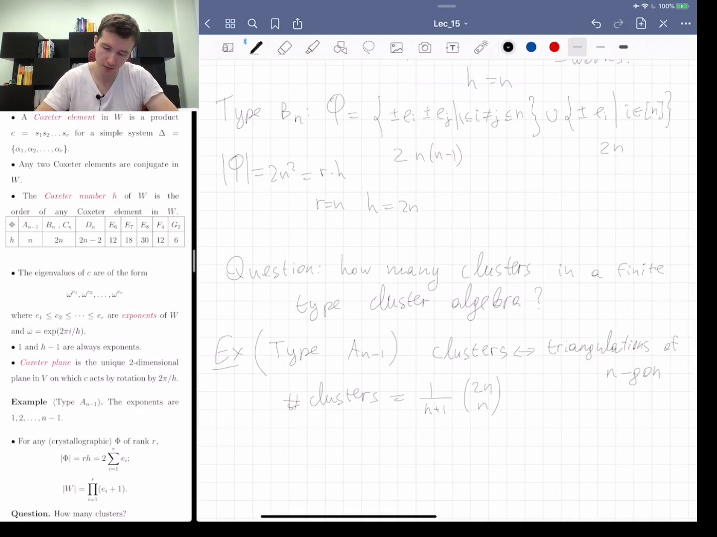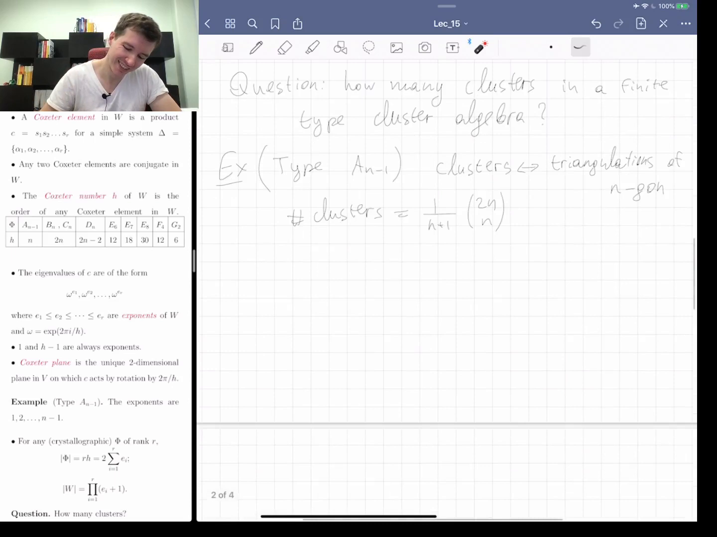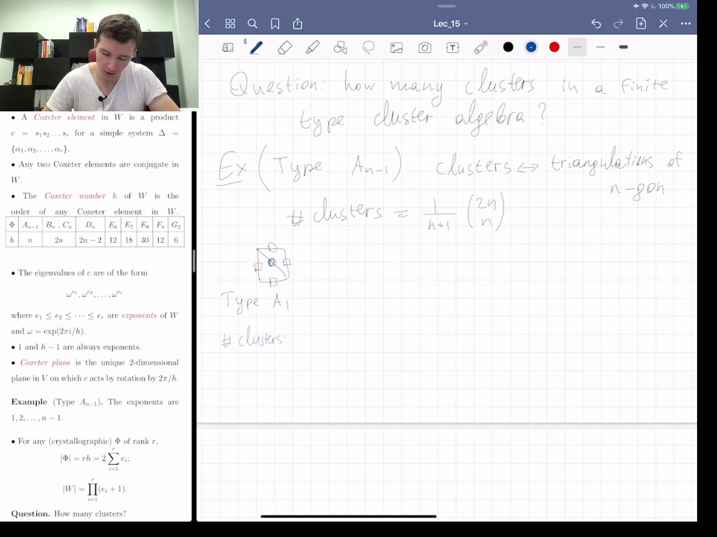Okay, the square is of type A1 and has two triangulations. I think it should correspond to n equals 3, right? Alright, let's say I only want to write down the square. It has two triangulations, and the quiver is of type A1, because there is only one non-frozen vertex here, and there is a bunch of frozen vertices, but for finite type we only take the mutable quiver, which is of type A1. And the number of clusters, in this case, is 2. That's the number of triangulations.